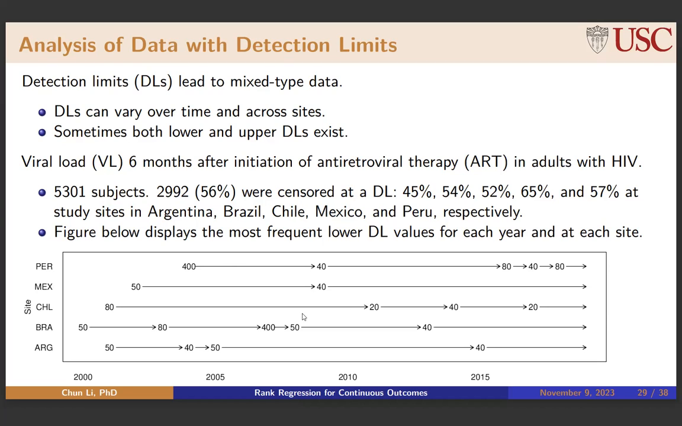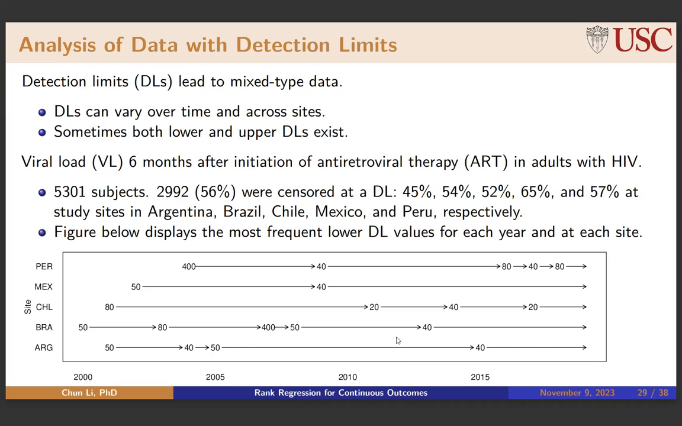And here's an example. In Latin America, again, 5 countries and many study sites. These are Peru, Mexico, Chile, Brazil, Argentina. And here, what we plot is the most frequent detection limit for that year for that site. So you can see they change it. This is the most frequent. So from 40 to 80, it just happened for that year. 80 was the frequent cutoff detection limit. It changed a lot, and it varies from time to time and from site to site.